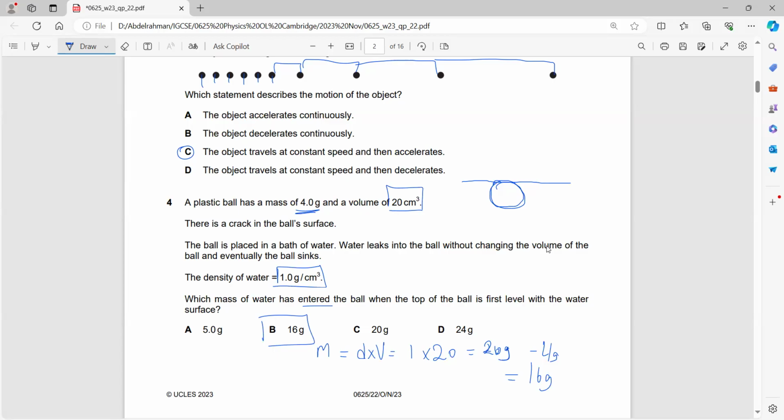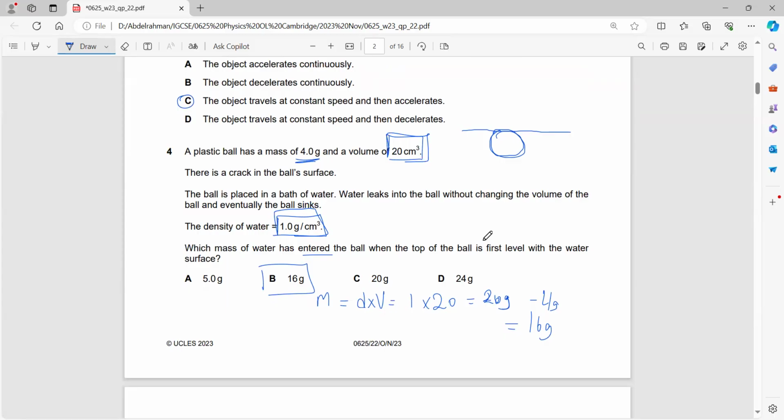So we're going to use the density of the water and the volume. Yes, exactly. You have the density of the water and you have the volume, so you can find the new mass of the ball. Again, he's asking what's the mass of the water that has entered the ball.